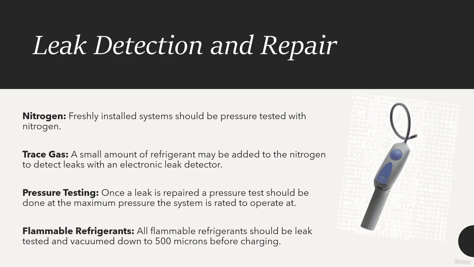There are various ways of detecting leaks within a refrigeration system. One of the most commonly used is nitrogen. When you're installing a brand new HVAC system, it's common to charge it with nitrogen and do a pressure test on it to see if any of the nitrogen leaks. Second would be a trace gas, where a small amount of the refrigerant being used is mixed with nitrogen to detect leaks with an electronic leak detector. It's important to note that this is okay, and trace gas does not have to be recovered. It can be vented, but it's just a very small amount of refrigerant mixed with the nitrogen.